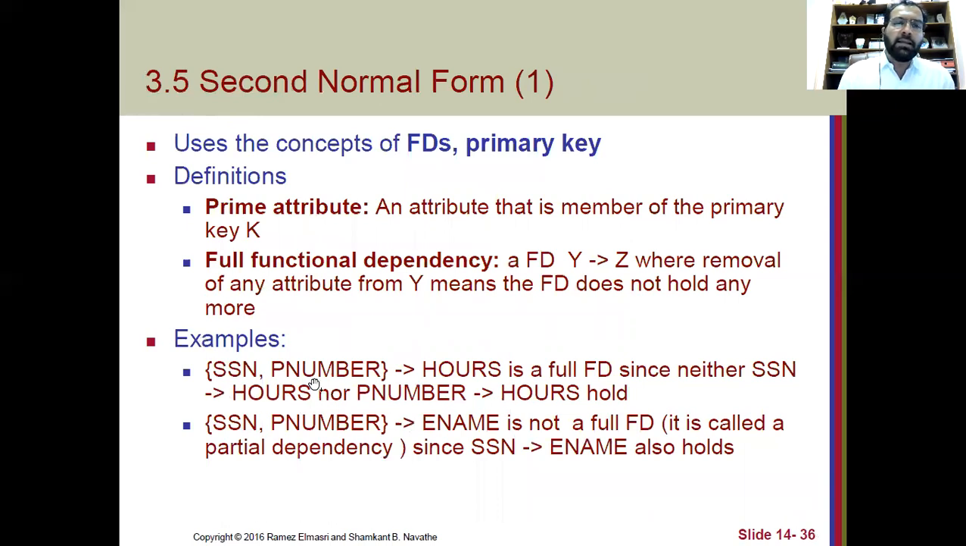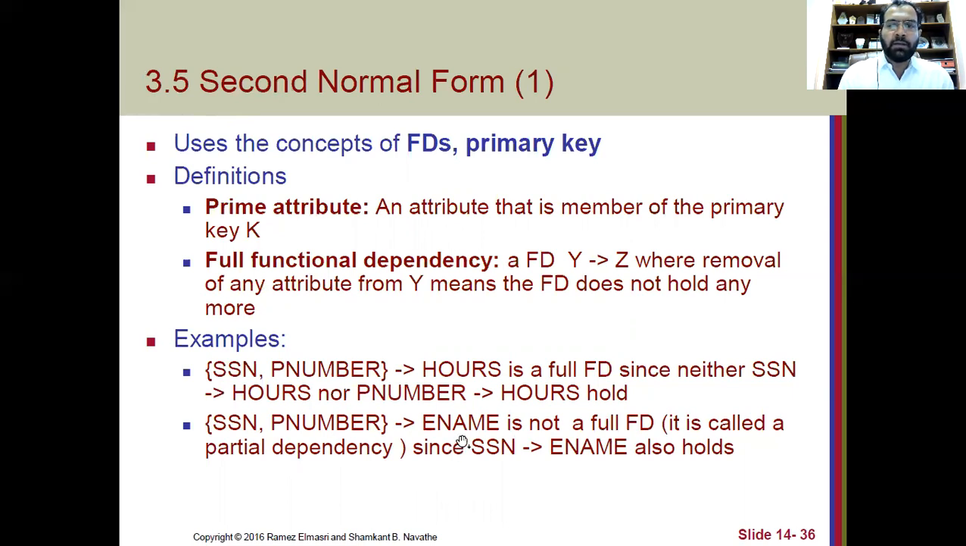For example, in the previous table, the employee project table, the SSN number and P number, this is composite, that determines hours. This is true because hours cannot be determined through only P number. It is not possible. And hours cannot be determined only from SSN. So hours is dependent on both these values. So you can say that hours basically is fully functionally dependent on the whole key or the primary key.